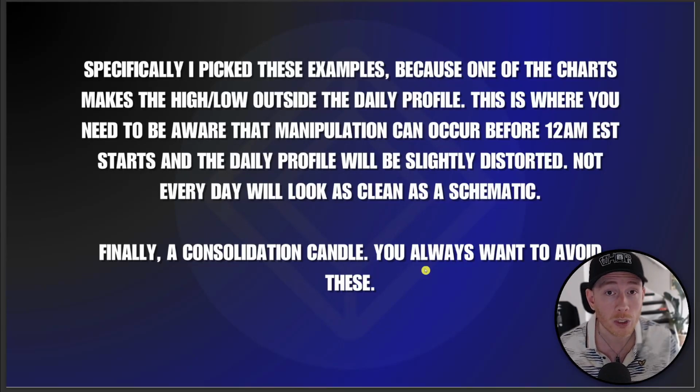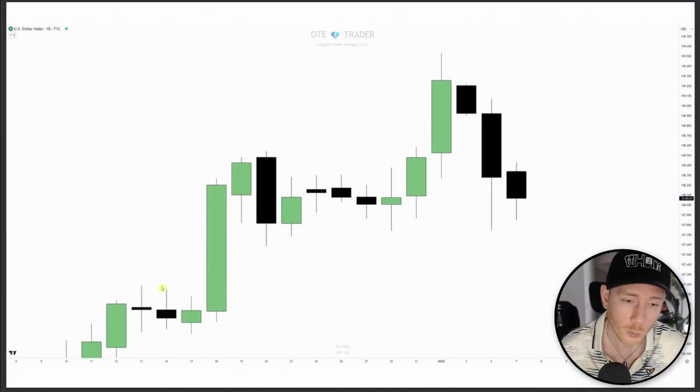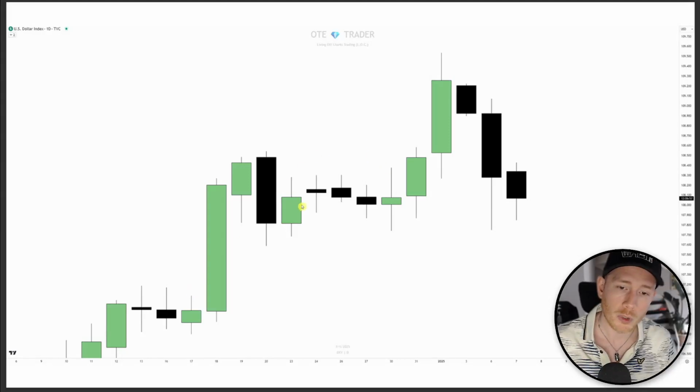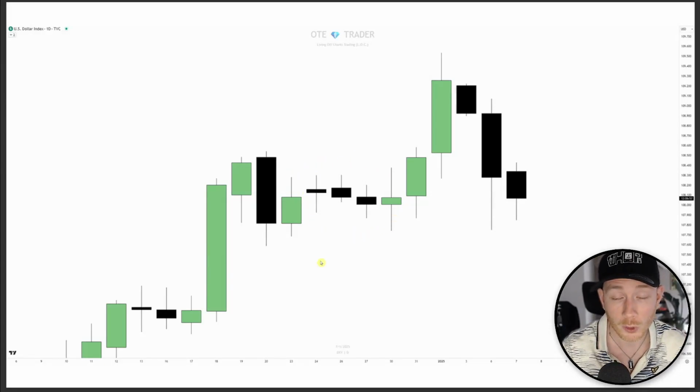And finally, we're going to be talking about a consolidation candle. And this is one you always want to avoid. So over here, we've got the dollar chart again. We're still in a bullish market profile, but you can actually see, and I want to take your focus over here, that this area is consolidating. We're going to be talking about market cycles as well. And that is going to be also amazing to determine if we were actually going higher or reversing.